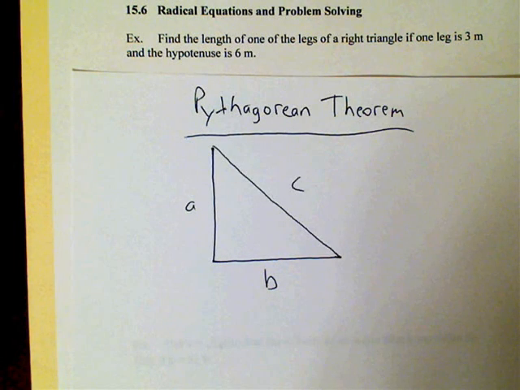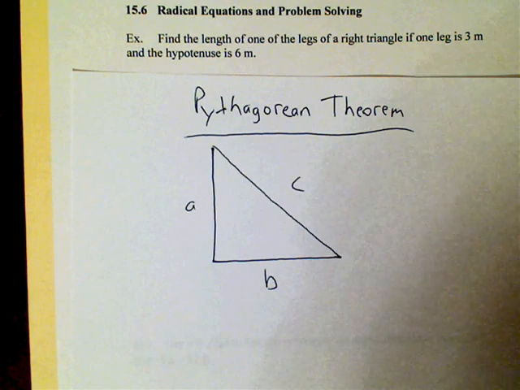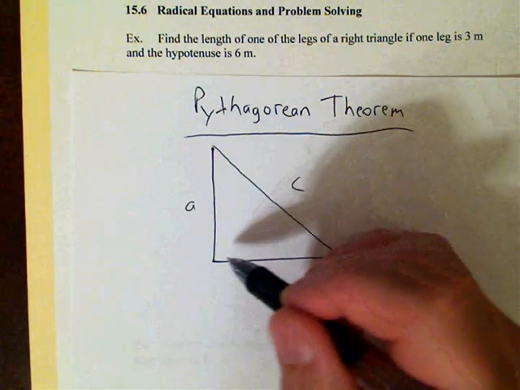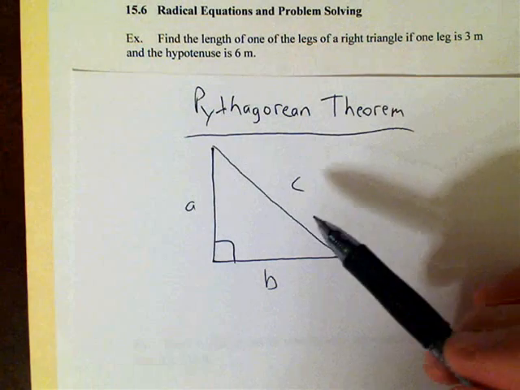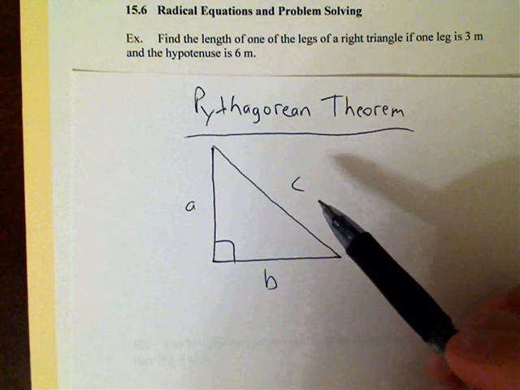Radical equations and problem solving. One of the big concepts for this section is the Pythagorean theorem. What the Pythagorean theorem states is, can't even say it, Pythagorean theorem. For a right triangle, we can use the Pythagorean theorem to find missing sides.